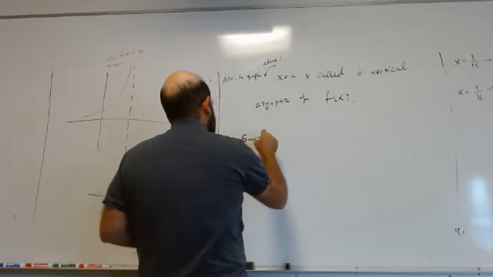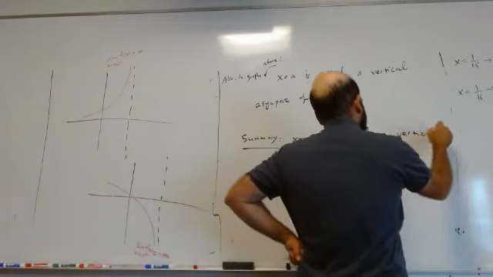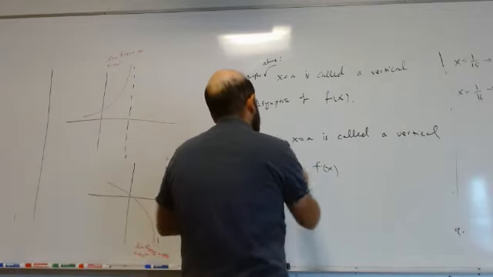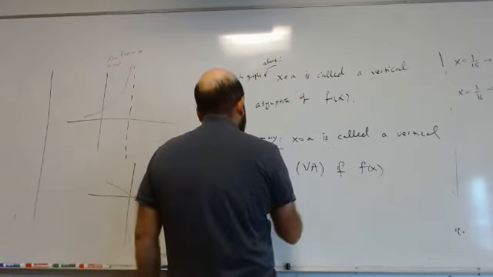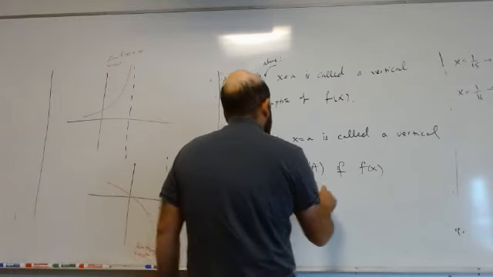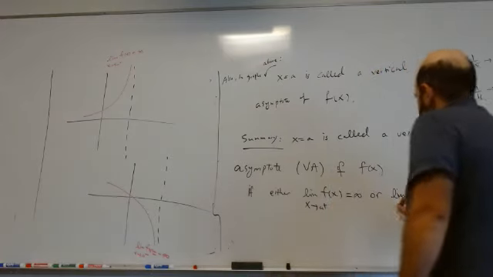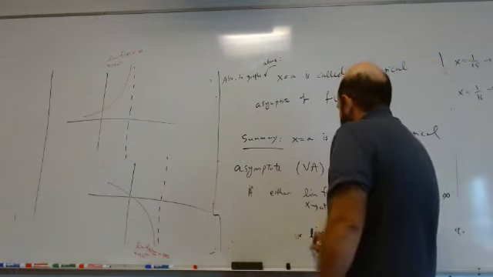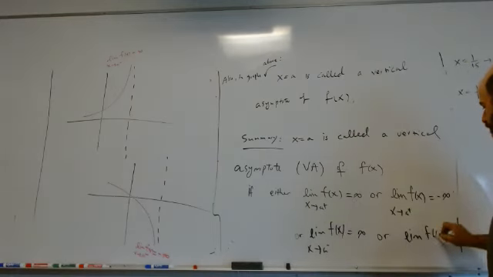I can mention as a summary that x equals a is called a vertical asymptote of f of x, usually abbreviated by VA of f of x, if either the limit of f of x as x approaches a from the right is infinity, or the limit as x approaches a from the right is minus infinity, or the limit as x approaches a from the left is infinity, or the limit as x approaches a from the left is minus infinity.